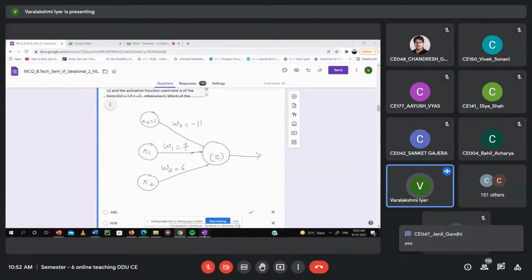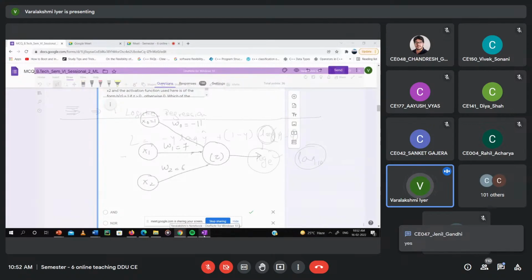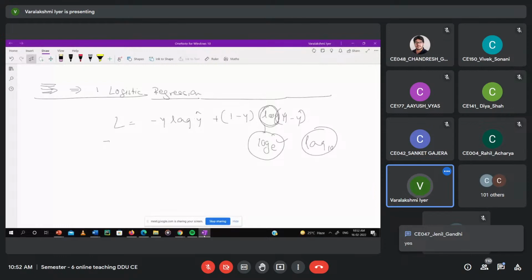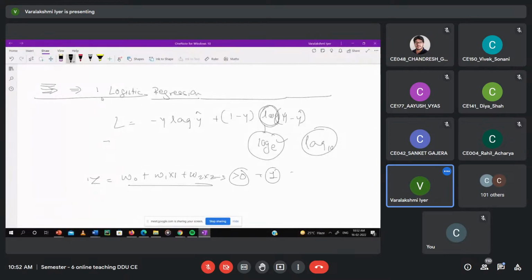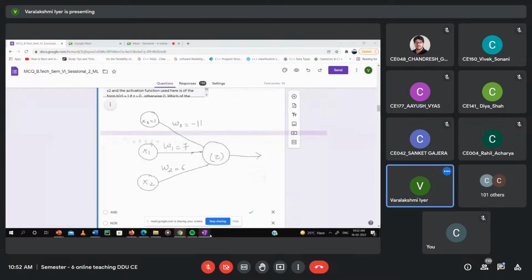You just have to calculate W0. You have to calculate Z, which is W0 plus W1 X1 plus W2 X2. So suppose this value is greater than 0, then the output will be equal to 1. Otherwise, this value will be equal to 0. So if X1 and X2 are the two input values, you will be getting AND gate as an output for the given input, right? So this will give you AND gate as an output. I suppose this is clear to everyone.